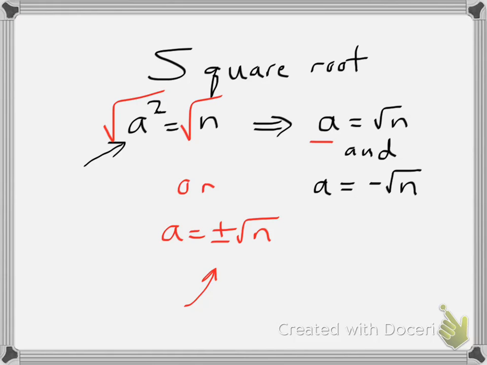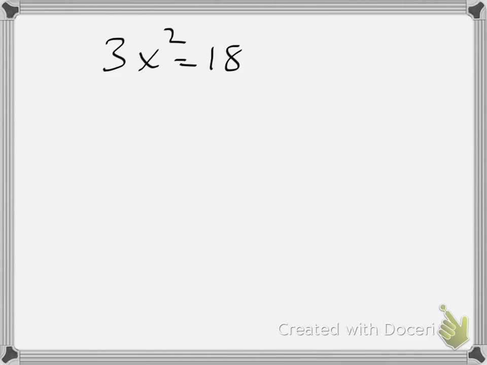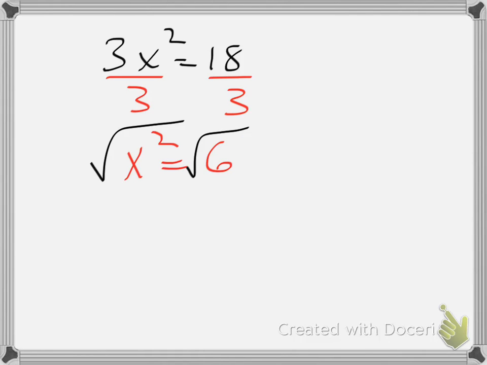Either way, we need to indicate that we have a positive and a negative value when we solve a square root equation. For example, if I want to solve 3x squared equals 18, I want to isolate my x squared. So in this case, I'll divide by 3. X squared equals 6. Now I can take the square root of each side. I'm left with x here, and then I have square root of 6 plus and minus. Now here, there's nothing that can be simplified. In other words, I can't break down my 6 at all, and that's always something I want to do with these kinds of problems. Simplify the radical as much as I can.